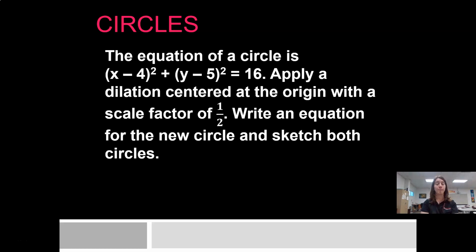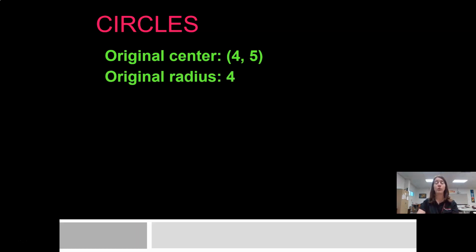Well, to correctly apply the dilation, I need to know the original center and the original radius. The original center is the opposite of my parentheses, so I would say positive 4 and positive 5. That would be the original center that I had in the question. Well, what was on the right side of the original equation? 16. What did I square to get to a 16? It was 4. So the original radius on my question is 4.